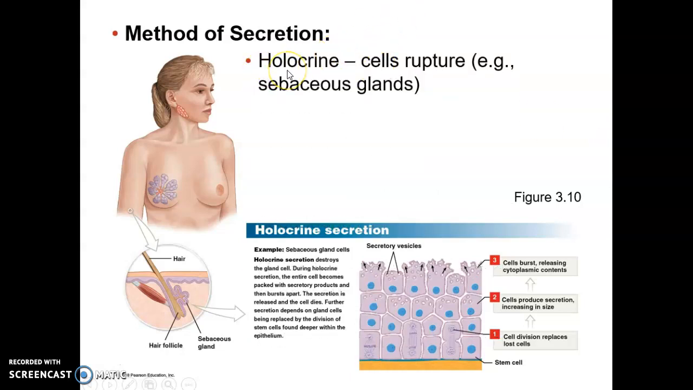Holo meaning entire, so the entire cell ruptures, and that's how oily sebaceous glands work to secrete their material called sebum, which is an oily secretion. And in this method of secretion, the entire cell is shed along with the material in the secretory vessels. All right, so holocrine secretion, like in the sebaceous glands at the hair follicles.